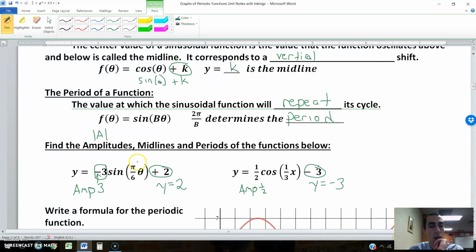Last, the period, how long it takes the function to repeat. For this one, we take our b, which is pi over 3, and we do 2 pi over b. So we'll keep the first, change, divide to multiply, the reciprocal of the second number, and then you multiply. That would be a period of 12.